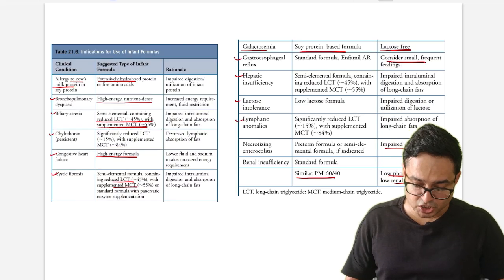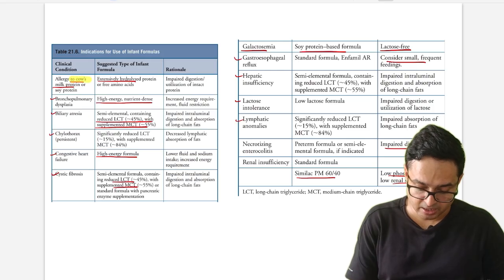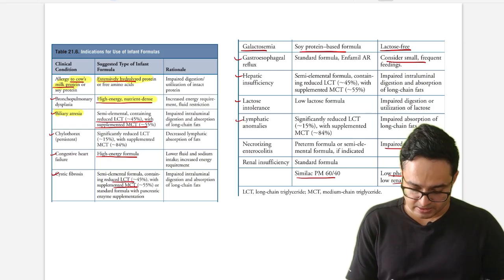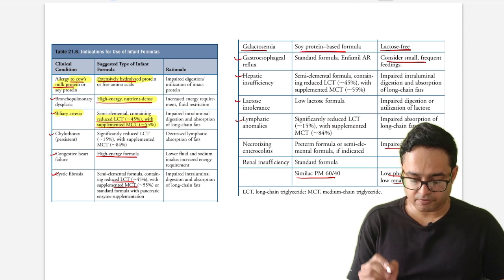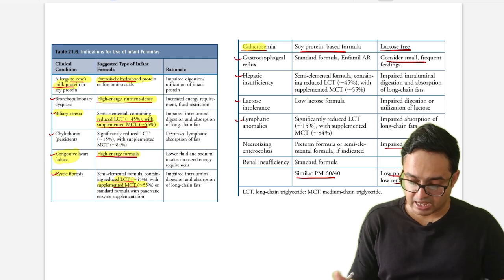Okay, indications of use of infant formula, again very much important. Any infant which is allergic, cow milk protein allergy, you have to give extensively hydrolyzed formula. Bronchopulmonary dysplasia, high energy and nutrient dense. Biliary atresia, potential MCQ again. This is semi-elemental containing reduced LCT and supplemented MCT 55%. Congestive heart failure, high energy formula. Cystic fibrosis, LCT and MCT supplementation.